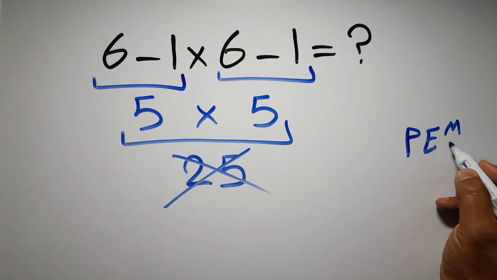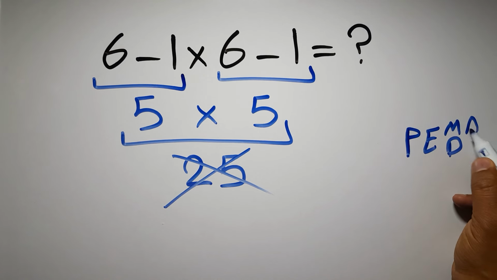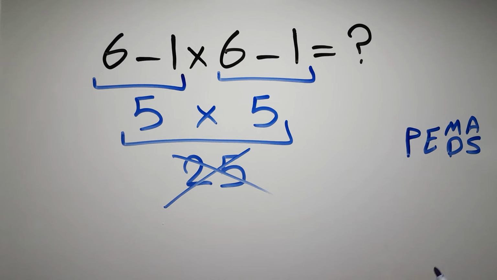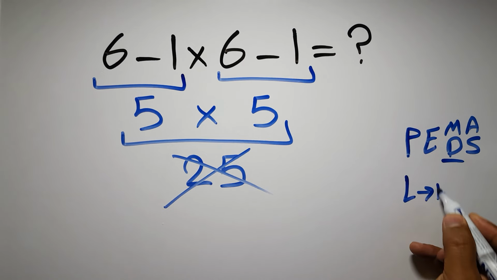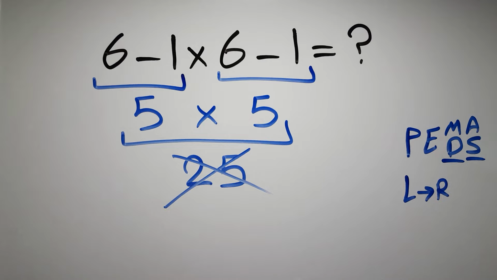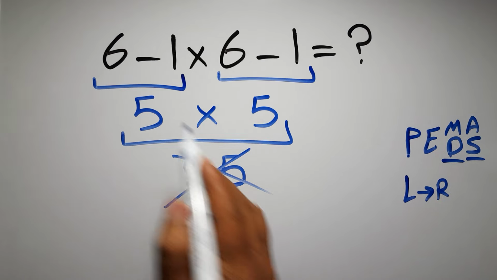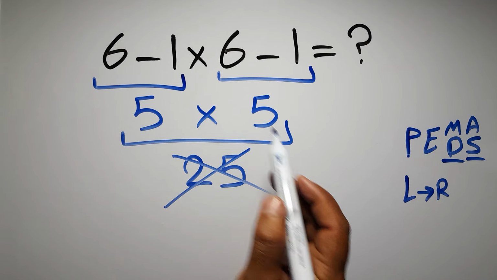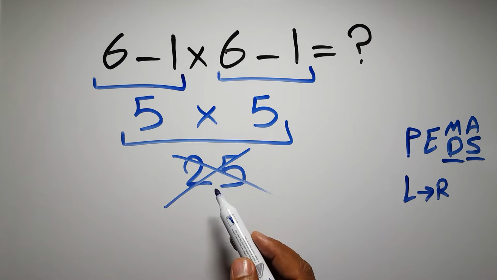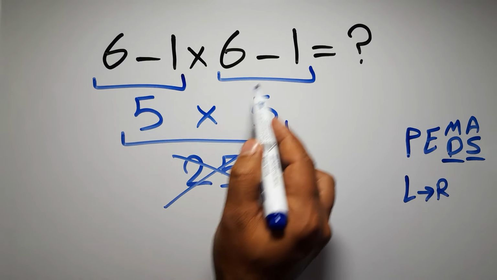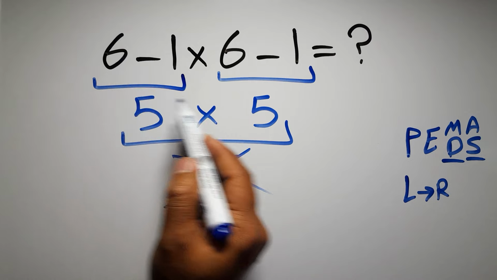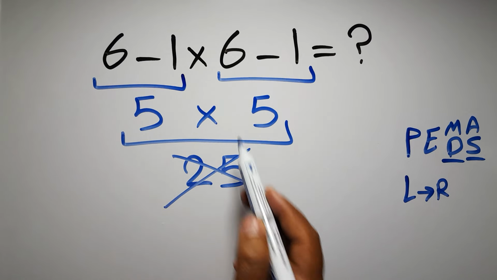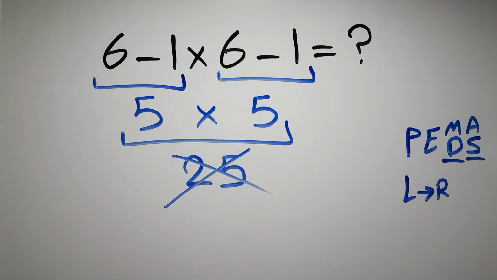exponents, then multiplication or division, and then finally addition or subtraction. Remember that multiplication and division have equal priority and we have to work from left to right. And the same applies to addition and subtraction. So here, first we have to do this multiplication, then this subtraction, and finally this subtraction. If we do this subtraction or this subtraction before this multiplication, it is wrong.